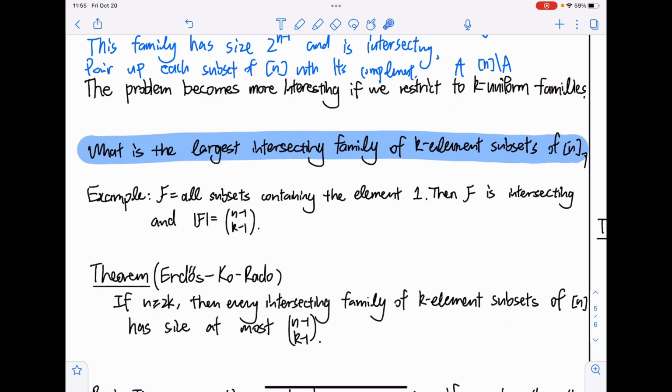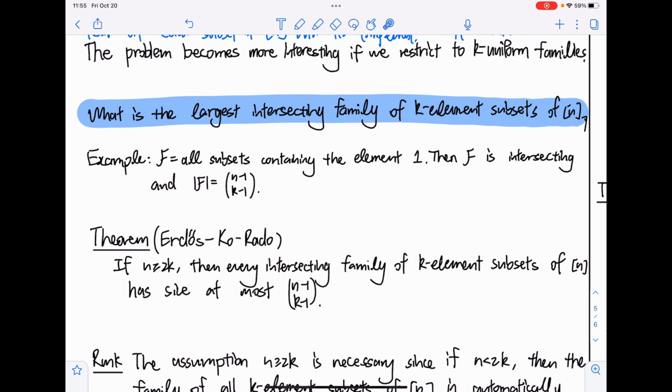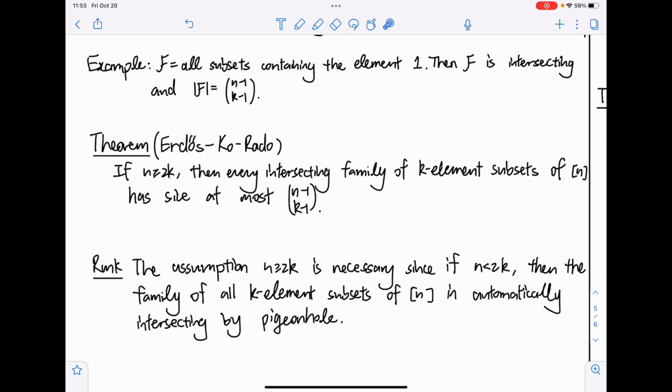And here's an example. If F is all subsets containing the element 1, then F is intersecting, and the size of F is n minus 1 choose k minus 1. Then we state the theorem, the Erdős–Ko–Rado theorem. If n is greater than or equal to 2k, then every intersecting family of k-element subsets of 1 to n has size at most n minus 1 choose k minus 1, which means the example here is the best we can do.